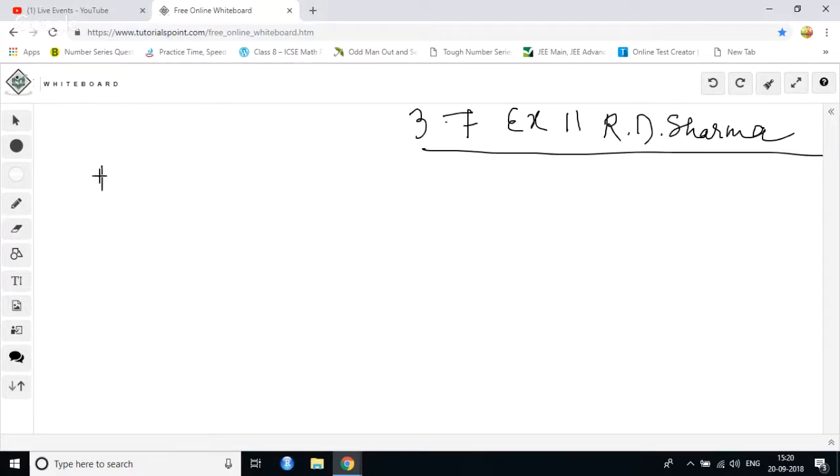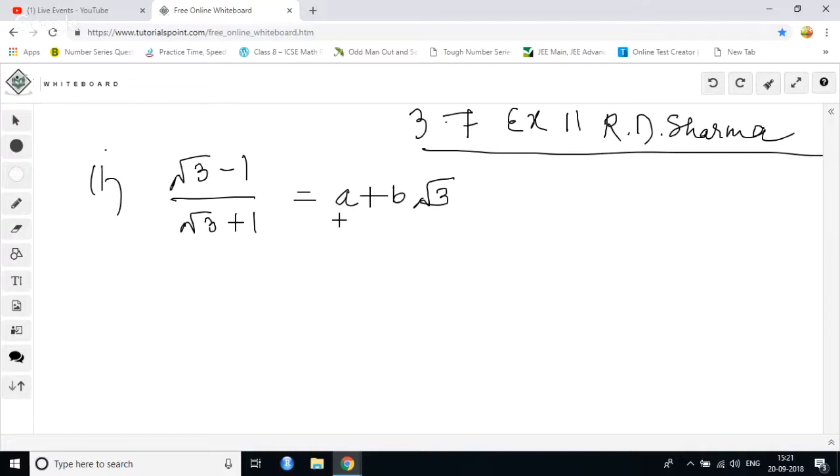So first thing first: (root 3 minus 1) divided by (root 3 plus 1) is equal to a plus b root 3. Guys, try to understand. On the right hand side you don't have a denominator, on the left hand side you have a denominator. The first thing that should be in your mind is that I have to remove the denominator from the left hand side. How can you remove it? The only possible way is to rationalize it. How do you rationalize it?